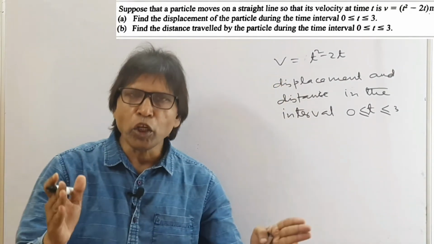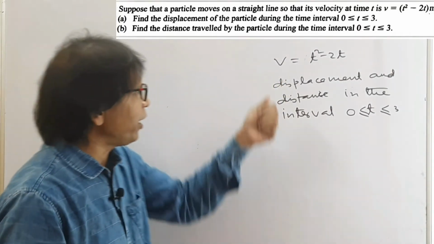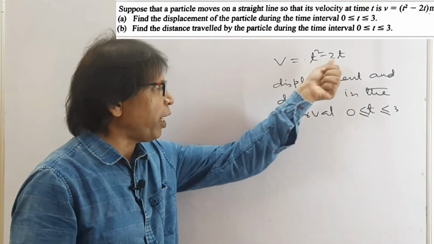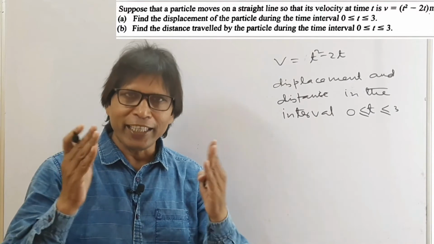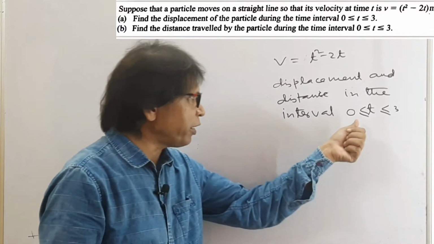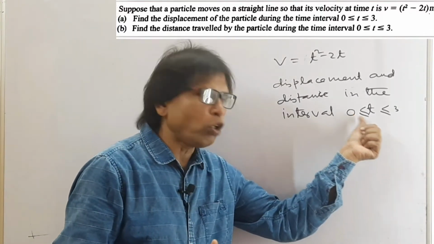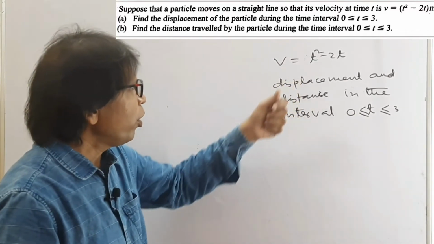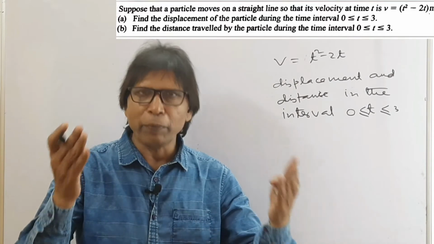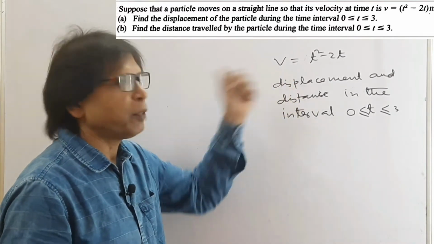Now the velocity of a particle in a straight line is v = t² − 2t. We have to calculate displacement and distance during the time interval t = 0 to t = 3. First of all, we have to calculate the displacement.